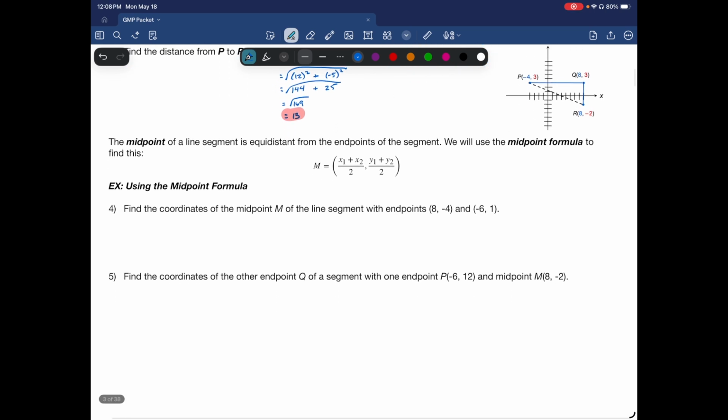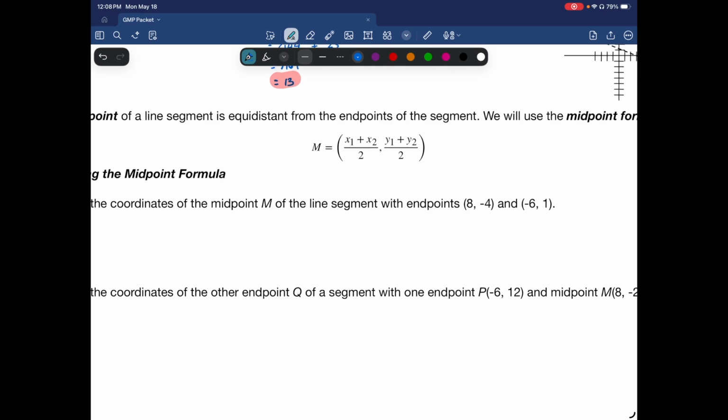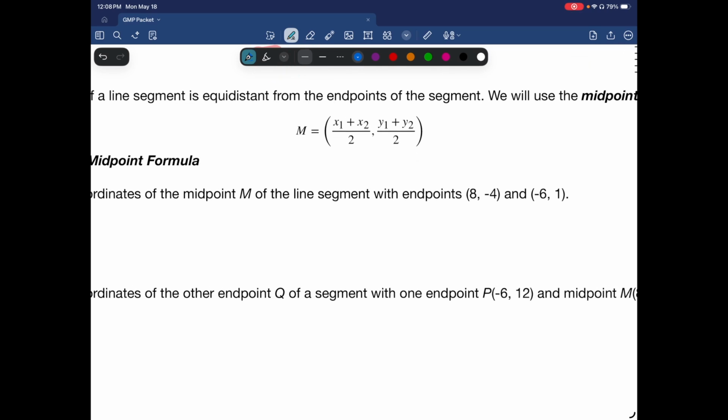All right, so the other formula we want to talk about is the midpoint formula, which is just the average of your x's and the average of your y's. So if you are looking for the midpoint, you use the midpoint formula straight up. So on number 4, this is to find the midpoint between these 2 points. So I have 8 plus -6 over 2, and I have -4 plus 1 over 2.